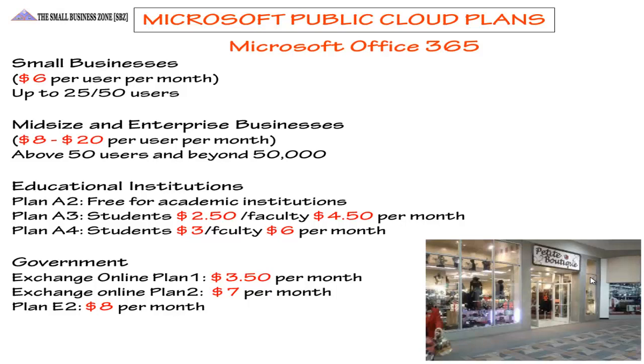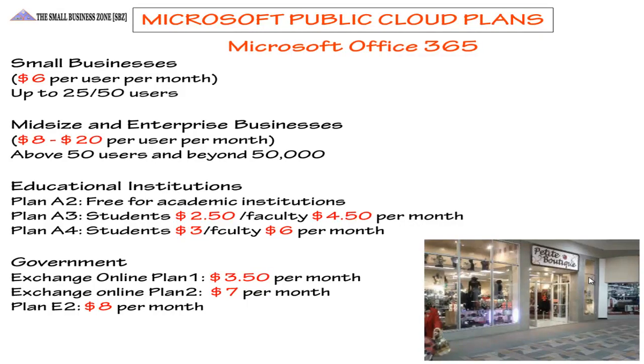And educational institutions, there are 3 plans for educational institutions, which range from free to $250 per student and $450 per faculty, and $3 per student and $6 per faculty. And for government institutions, Exchange Online Plan 1 is $3.50, Exchange Online Plan 2 is $7 per month, and the Plan E2 is $8 per month.